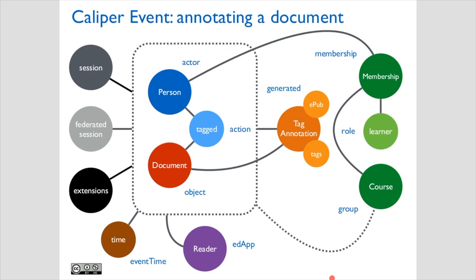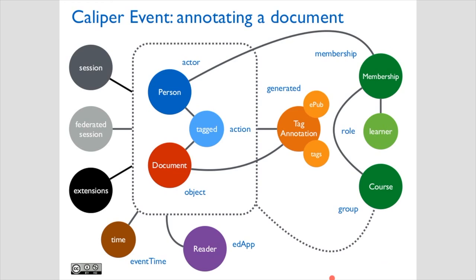But if you look at that core triple, in this particular case, it's a learner tagging a document. There's additional information that you can decorate that triple with within the Caliper event model. In this particular example, they've tagged a document. It might be useful to actually send along the tags that they chose. They've generated a set of tags, so we have a generated property.